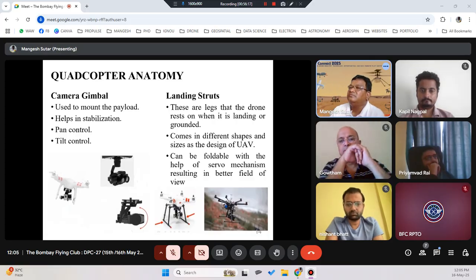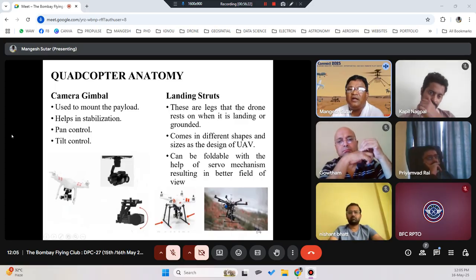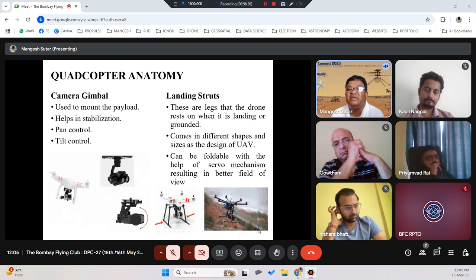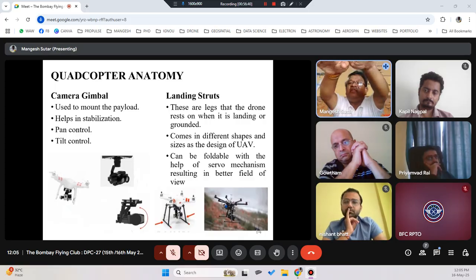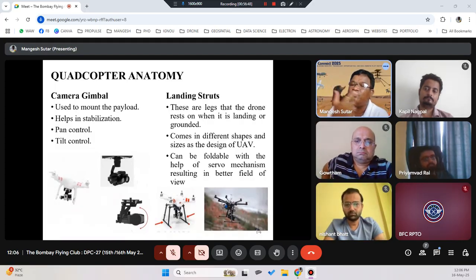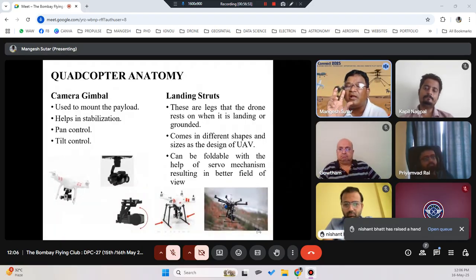Okay. So landing gear, these are the legs that the drone rests on when it is landing or grounded. They come in different shapes and sizes depending on the design of the UAV. They can be folded with the help of a servo mechanism, resulting in a better field of view. So now I give an example: the DJI Inspire drone, which has a landing gear which, when they go up, they get retracted upward, so that your camera has a complete 360-degree view. So the legs don't come in between, and you can move your camera completely 360 degrees.